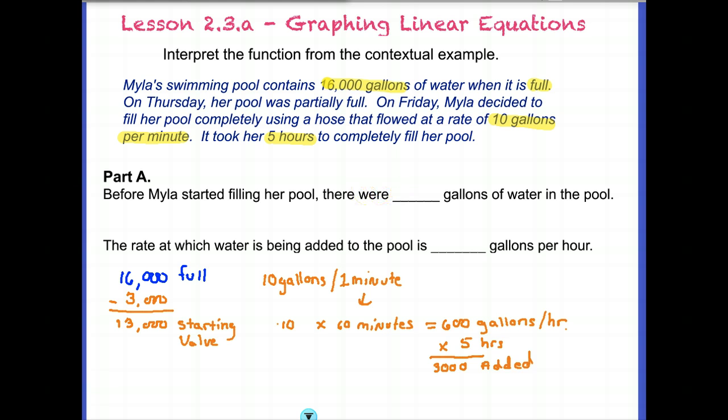Okay, so let's fill out our form here. In part A, it says before Mila started filling her pool, there were, and we just figured out that there were 13,000 gallons of water. Okay, so let's write in 13,000 gallons of water. The rate at which water is being added to the pool is how many gallons per hour? Well, we had to convert 10 gallons per minute to gallons per hour in order to figure out the 13,000. So we know that it fills at a rate of 600 gallons per hour.